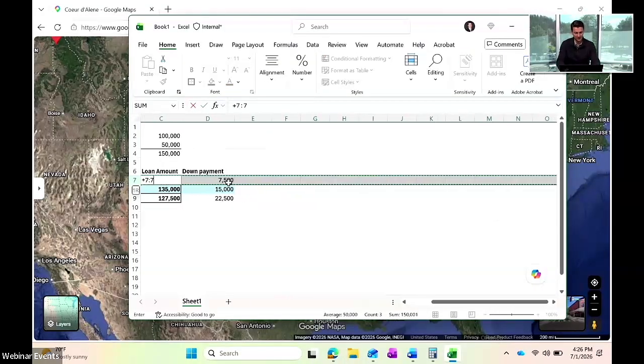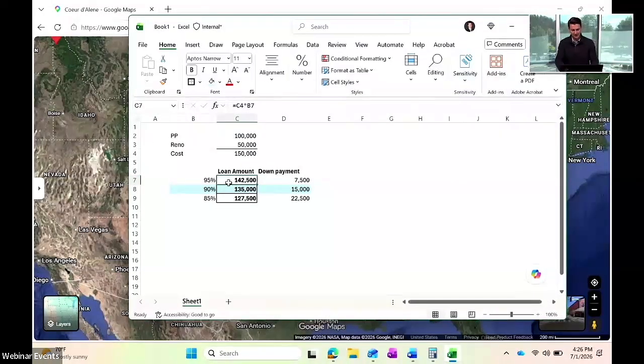Oh, my shortcut's not working. I keep trying to add a row, but this is what happens when I'm on a laptop. Hey, there we go. It worked.